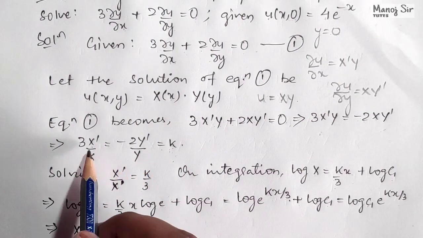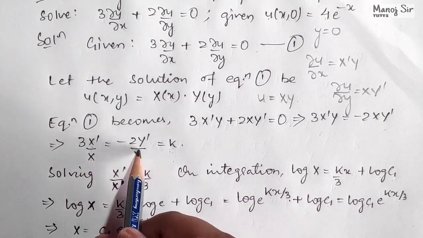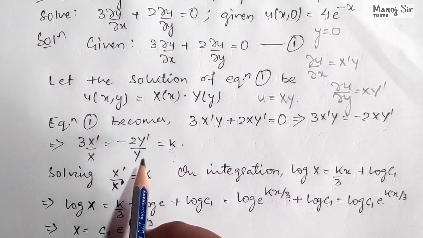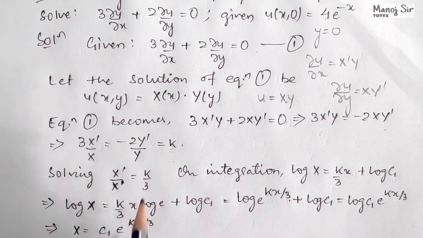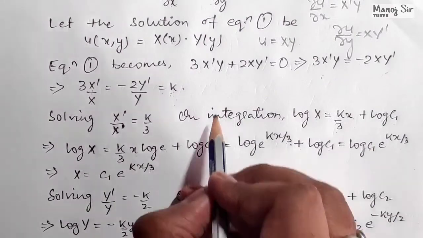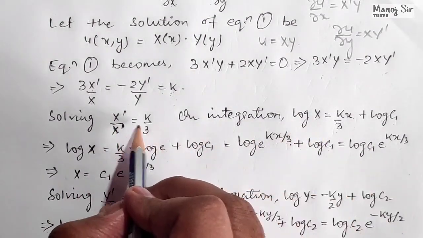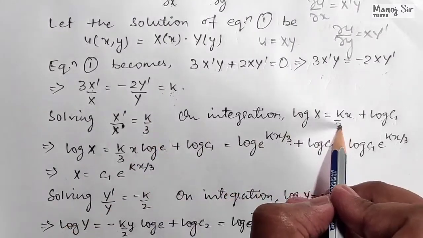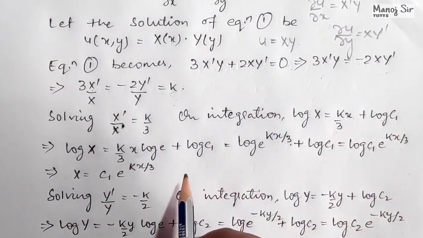So separately we will equate this with this to get the value of X. Then after finding X, we will equate this to this. Then we will find the value of Y. So solving, X dash upon X equals to k upon 3. We need to integrate on both the sides. This will become log X equals to k into x upon 3 plus log c1. This is the integration constant for this particular integration.